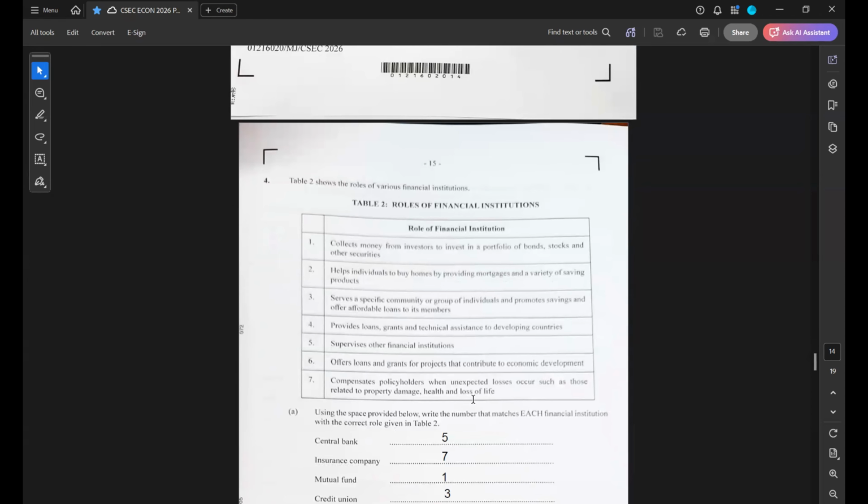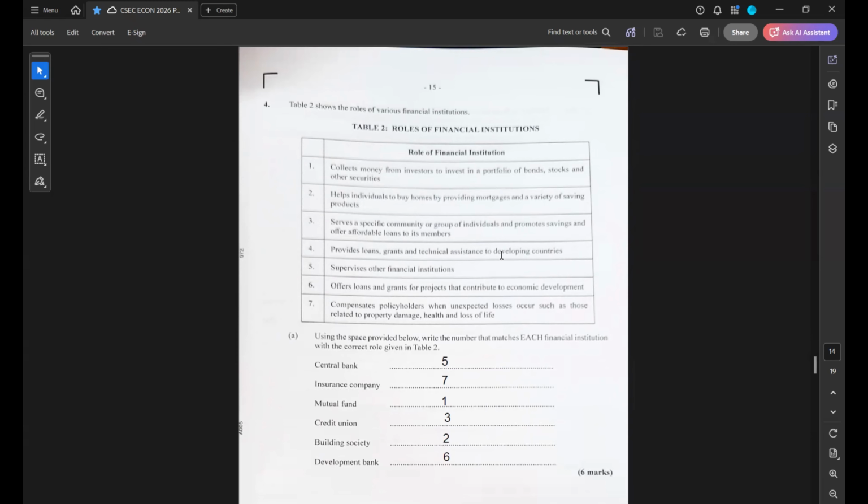Number 4, table 2 shows the roles of various financial institutions. Roles of financial institutions, let's go. We're going to match again. So using the space provided below, write a number that matches each financial institution with the correct role given in table 2. Central bank, that is 5, supervises other financial institutions. Insurance company, 7, compensates policyholders when unexpected losses occur, such as those related to property damage, health, and loss of life.